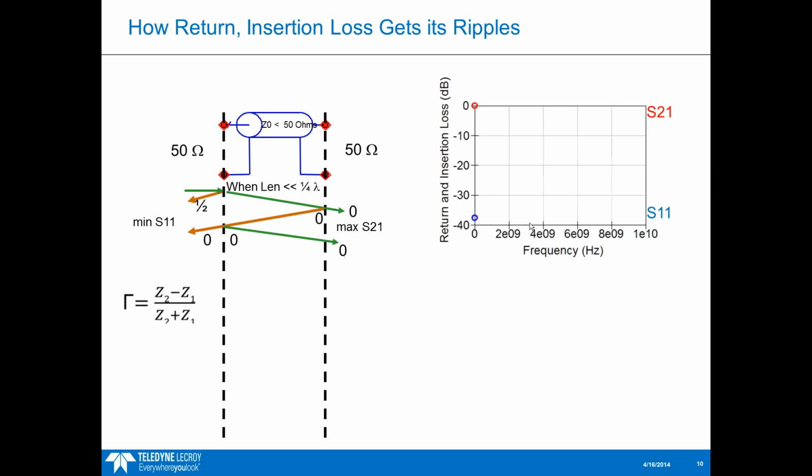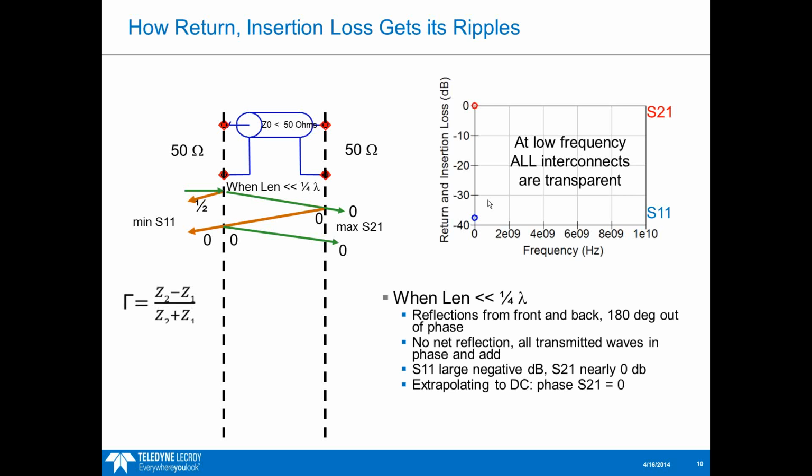If we plot that, this is what you'll see on any interconnect you look at: at very low frequencies, there is no loss. S21 is 0 dB, and there's no signal reflected, so S11 is some very large negative value. So at low frequency, all interconnects are transparent. I think that's something we all intuitively know when we think about lower speed signals and circuits.